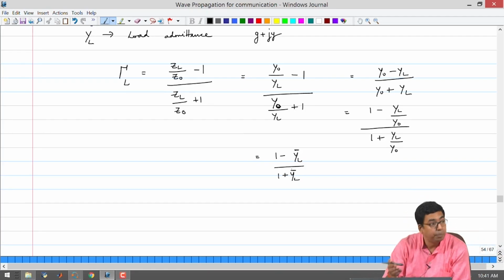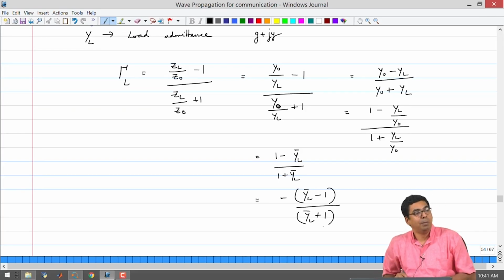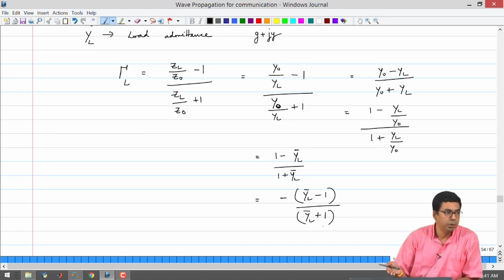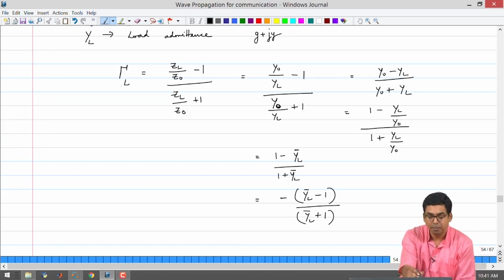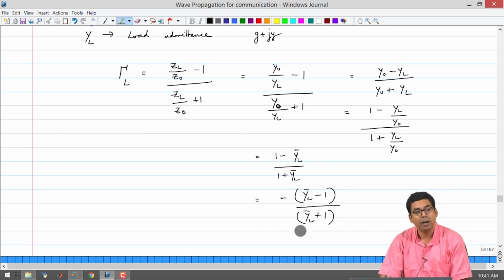Okay. You can go one step further and say that I can write this as minus YL bar minus 1 divided by YL bar plus 1. Okay. This will be the form of your load reflection coefficient calculated using load and transmission line characteristic admittances. So, if these values are given, the way to calculate gamma is going to be minus of YL bar minus 1 divided by YL bar plus 1.